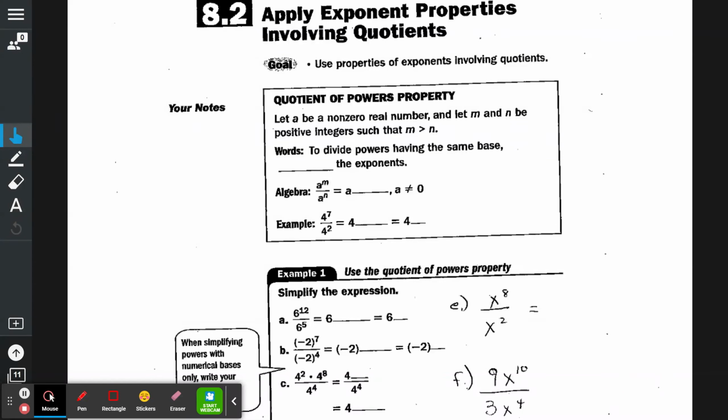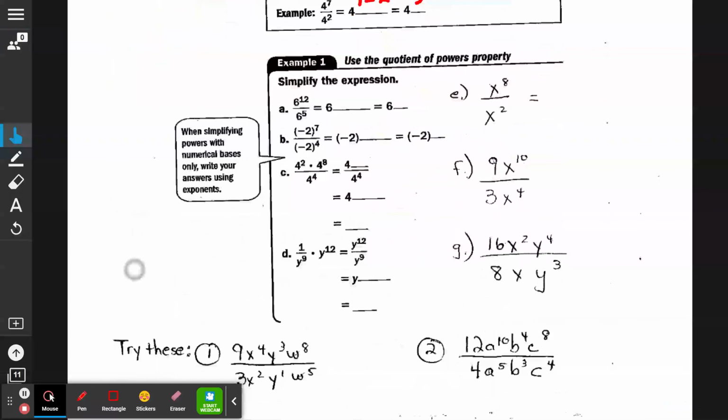Okay, so turn to page 11 in the packet. We are going to go through page 11 through 13. And we're going to just review the quotient of powers property, which says to divide powers having the same base, subtract the exponents. So if you have a to the m over a to the n, it becomes a to the m minus n. So 4 to the 7th over 4 to the 2nd becomes 4 to the 7 minus 2, which is 4 to the 5th. Okay, so let's go over a few of these.